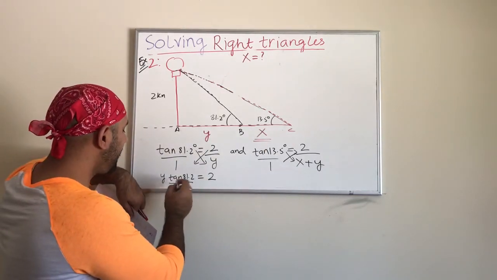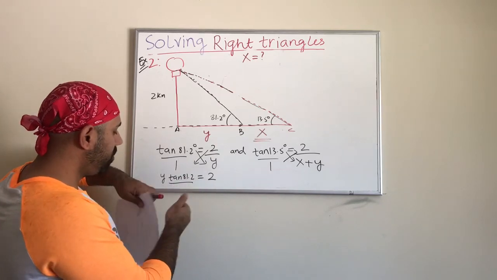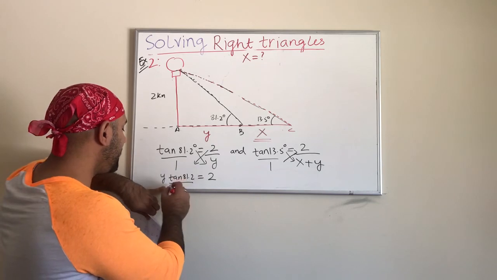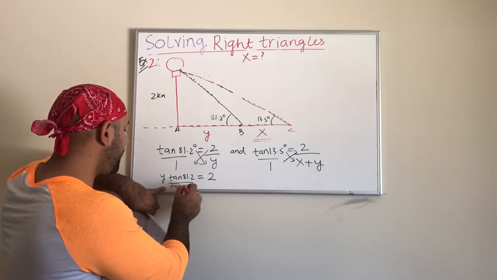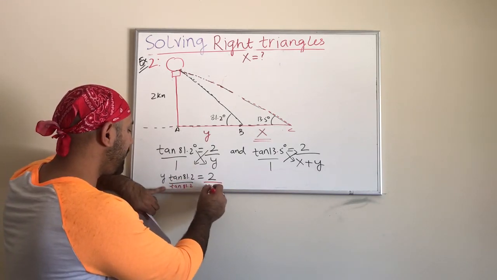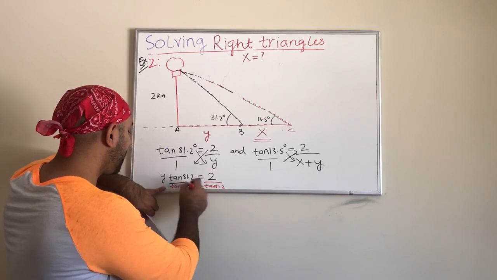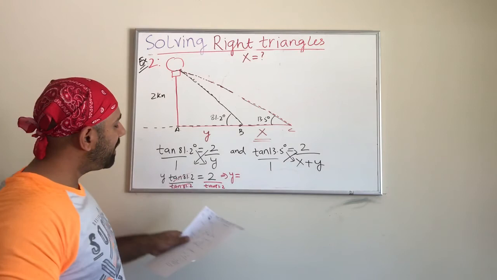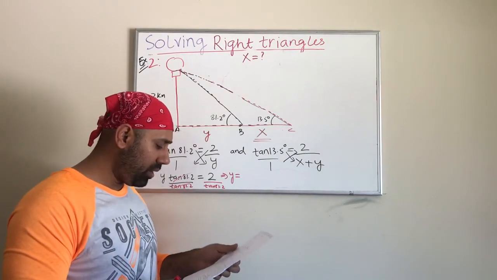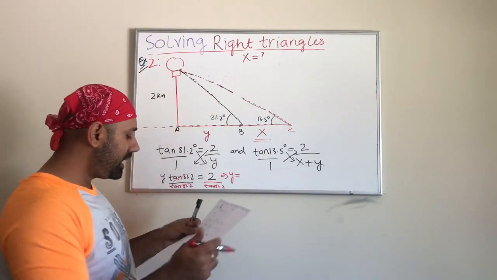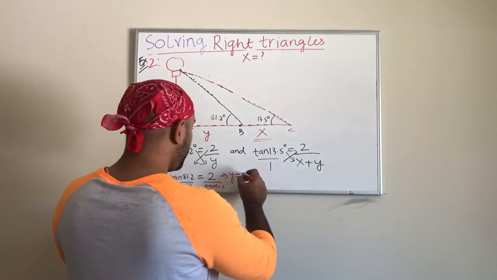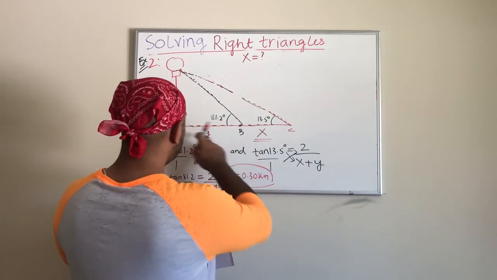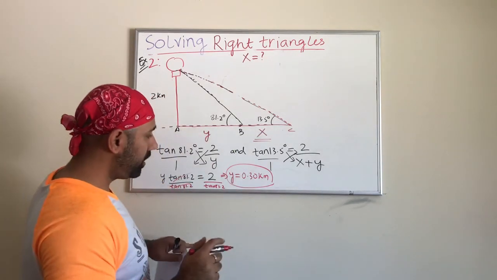So you divide both sides by tangent of 81.2, and then we definitely have to use a calculator for that. But first let me write that step. You divide both sides by tan of 81.2. This crosses out on the left hand side. From here, it implies y equals 2 divided by tangent of 81.2. I already did that math on here. So I get approximately 0.30 kilometers. So the distance from A to B is 0.30 kilometers.